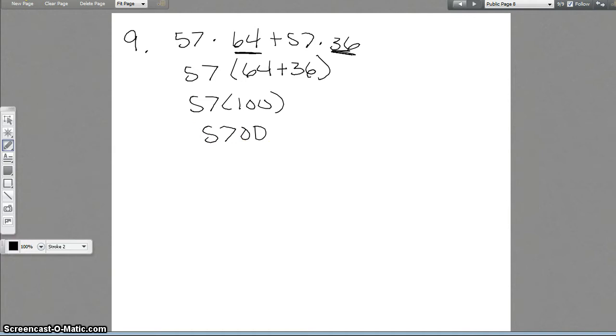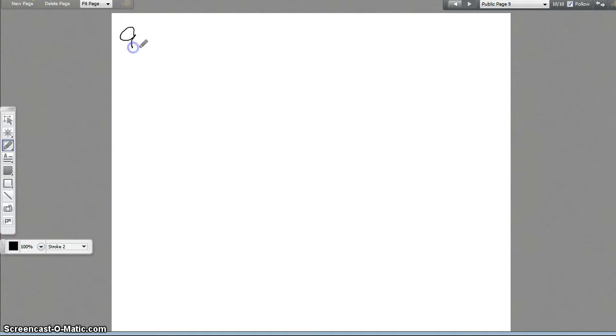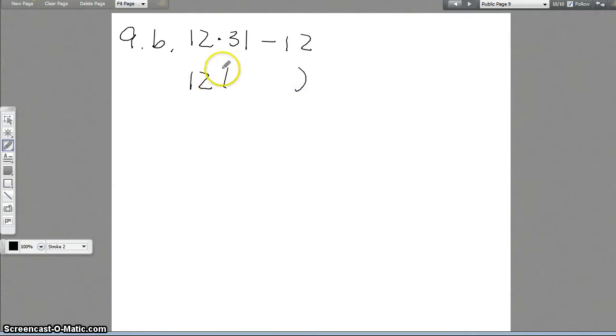So it turns this into a very easy problem. So let's do some examples from number 9. Number 9, part B, is 12 times 31 minus 12. Well, our greatest common factor here is obviously 12. What do we have to multiply by 12 to get 12 times 31? Well, obviously that's 31. What do we have to multiply by 12 to get a -12? That's going to be a -1.